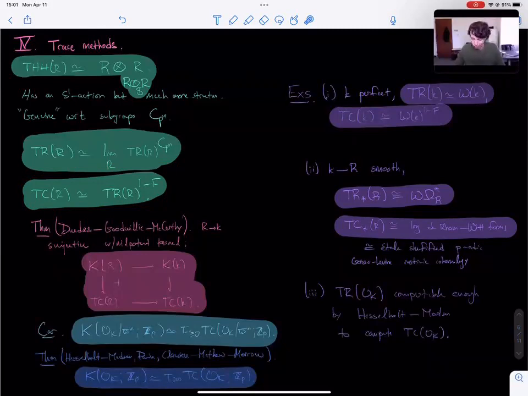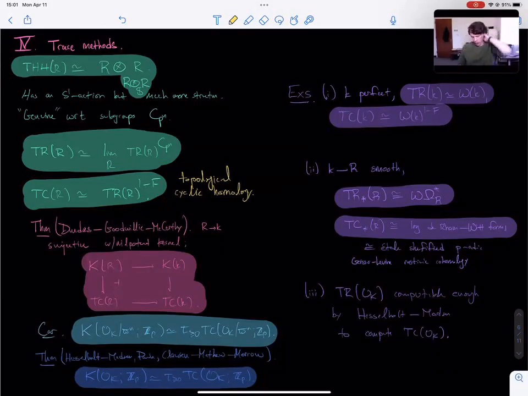This is called topological cyclic homology. Classically it was a very difficult construction, a difficult thing to understand. One of the things we'll see in a moment is that it's gotten a lot easier.